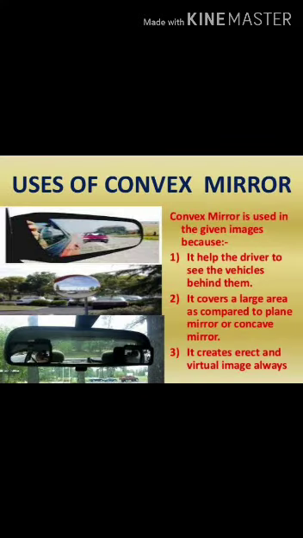Then the uses of convex mirror. Convex mirrors make objects look smaller and give a wider field of view of the surrounding area. Thus, it is used as a rear view mirror in vehicles to help the driver check the view of the traffic behind him. It is used as a reflector in street lamps to spread light over a wider area. It is also used as a reflector at sharp turns on mountain roads.